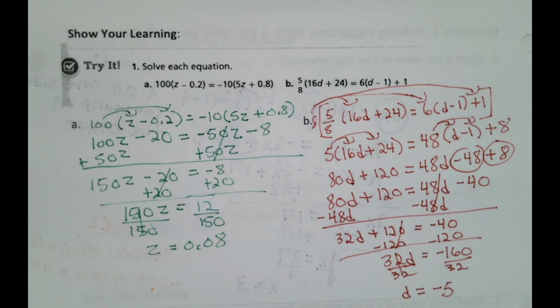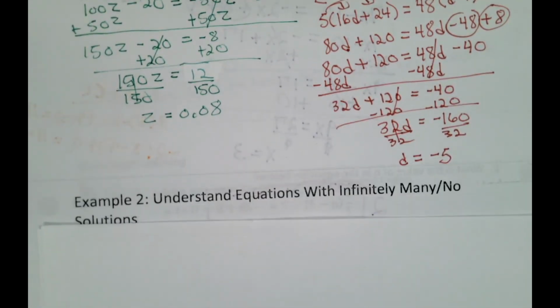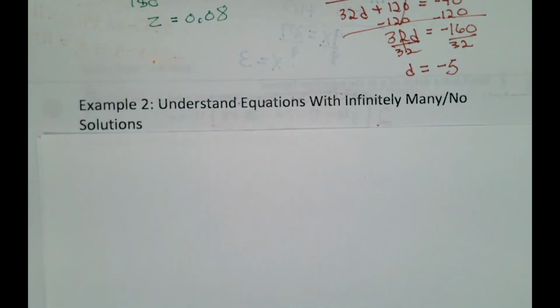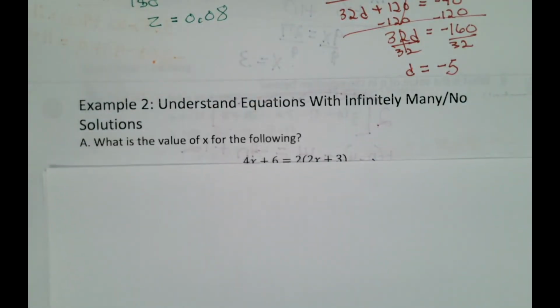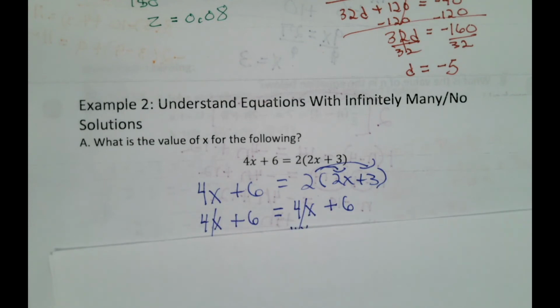Alright, now to keep going, we got example 2. We need to understand infinitely many and no solution problems. We'll take a look at this first one. It's just a normal variable on both sides problem. I go ahead and I rewrite it and then I distribute my 2 like I normally would. I get 4x plus 6 and 4x plus 6.